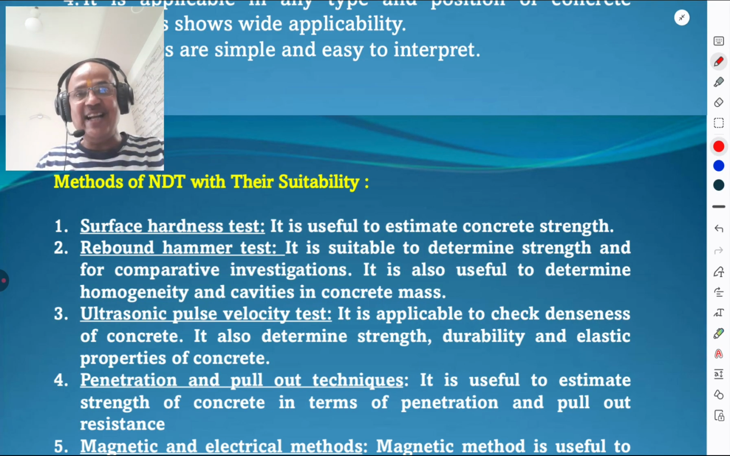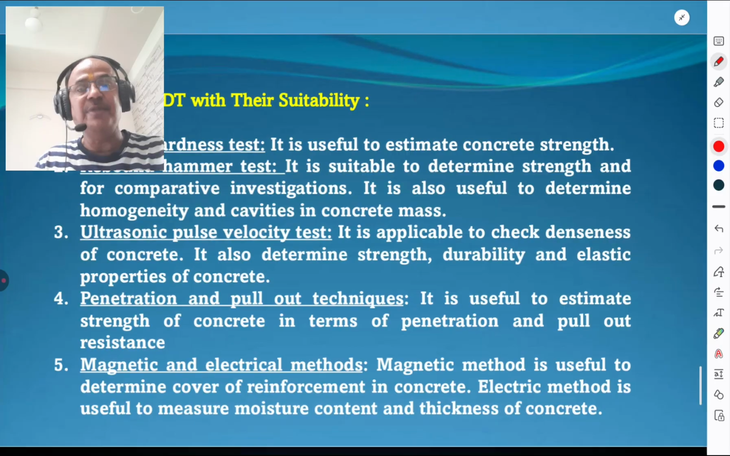म्हणजेच होमोजिनिटी अँड कॅव्हिटीज इन कॉन्क्रीट मासमध्ये फाईंड करायची असेल तर कुठली टेस्ट वापरायची? रिबाउंड हॅमर टेस्ट वापरायची. सरफेस हार्डनेस कशासाठी यूज करायचा? कॉन्क्रीटची स्ट्रेंथ मेजर करण्यासाठी. अल्ट्रासॉनिक पल्स वेलॉसिटी टेस्ट, it is applicable to check the denseness of concrete. It also determines the strength, durability and elastic properties of the concrete. म्हणजेच अल्ट्रासॉनिक पल्स वेलॉसिटी मेथड डेन्सनेस ऑफ कॉन्क्रीट मेजर करण्यासाठी वापरायची.